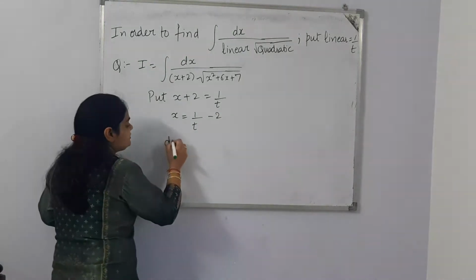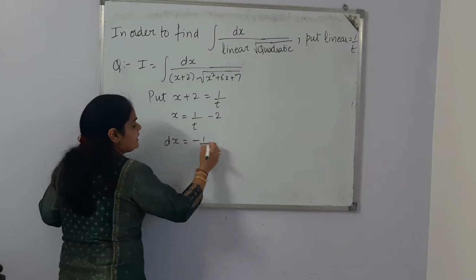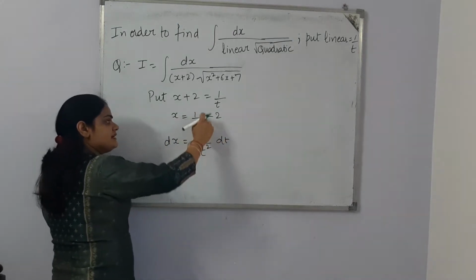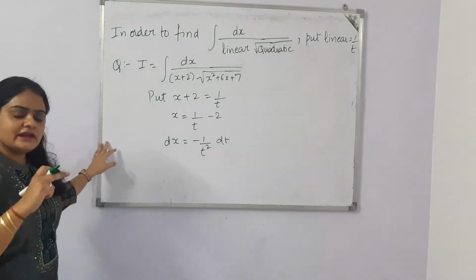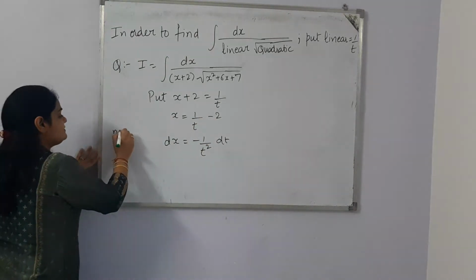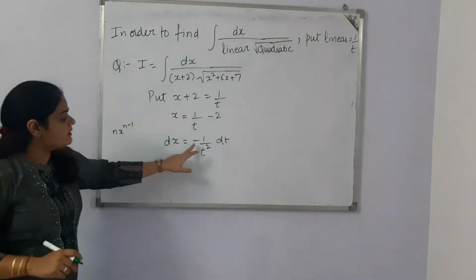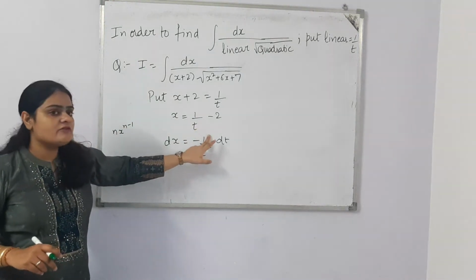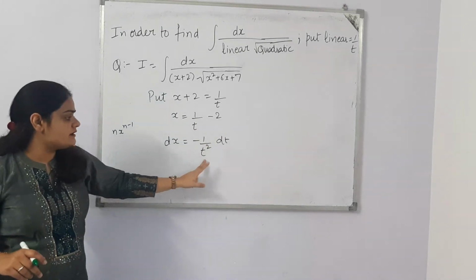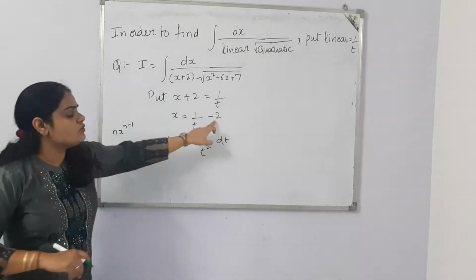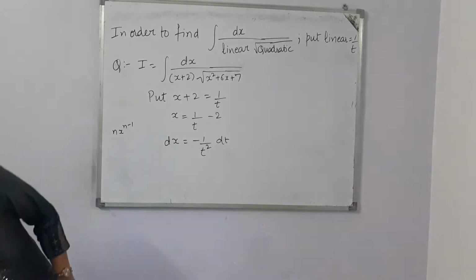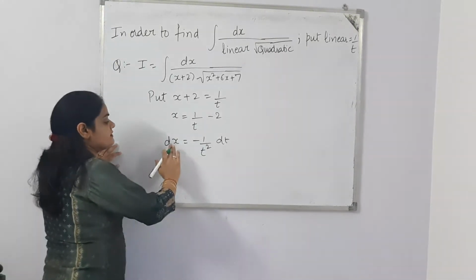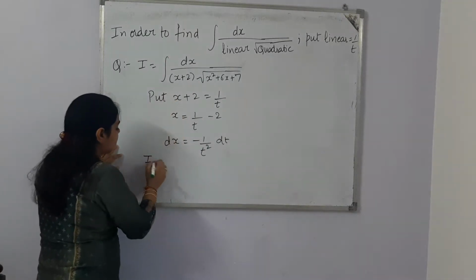Now we'll differentiate. dx is equals to minus 1 by t square dt. How? It is t raised to power minus 1, and the derivative of x raised to power n is n x raised to power n minus 1. So it becomes minus 1 t raised to power minus 2. So t raised to power minus 2, when it goes to the denominator, becomes t square, dt, and 2 is a constant, so its derivative is 0. Now this is the value of dx.